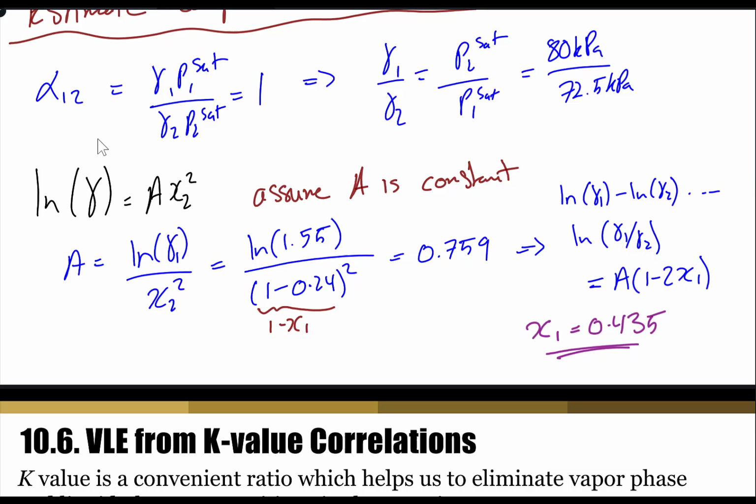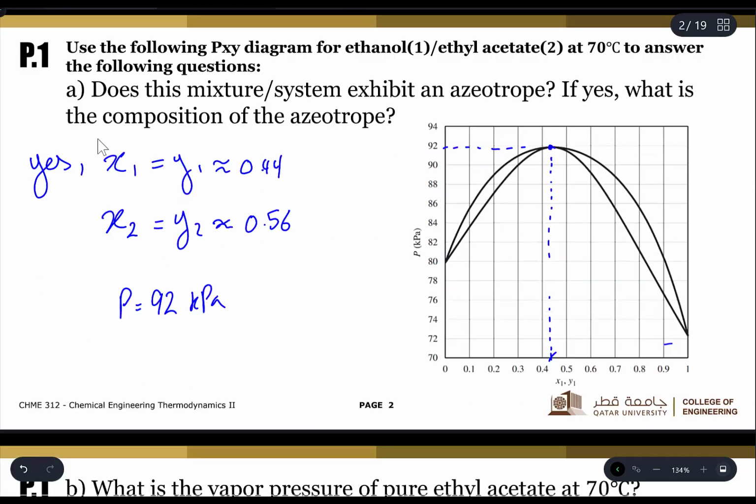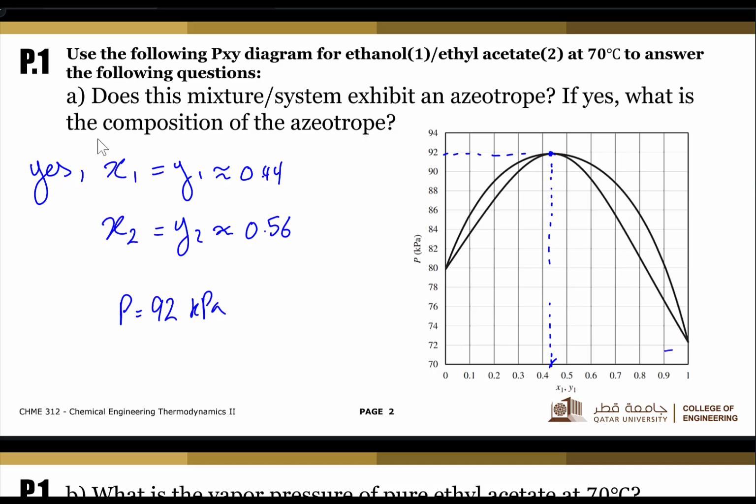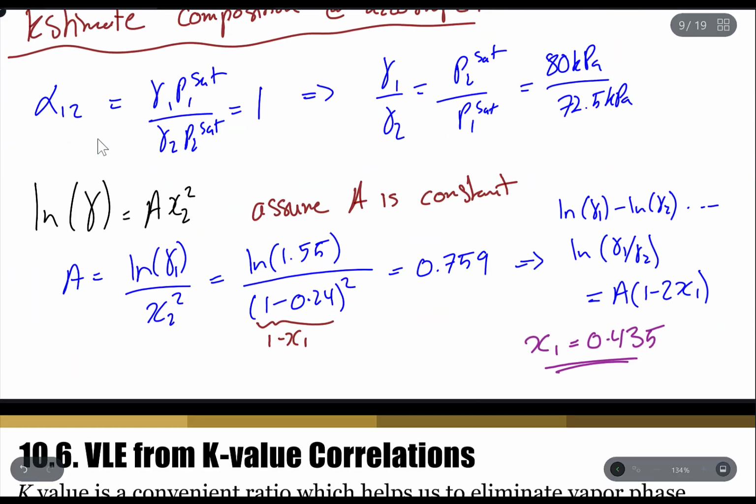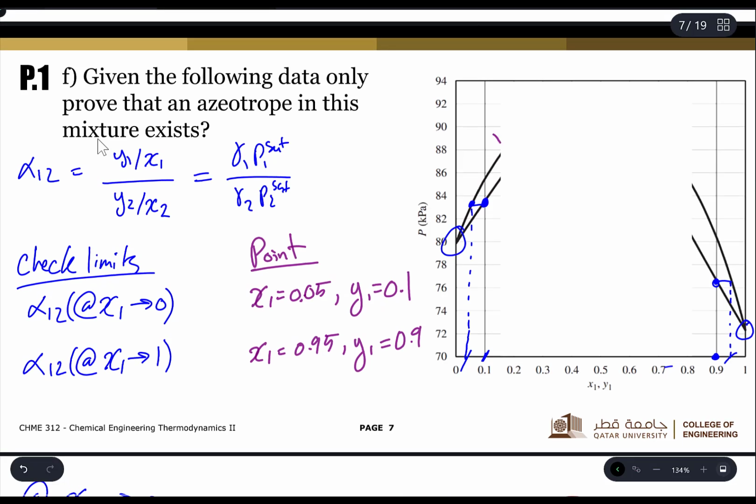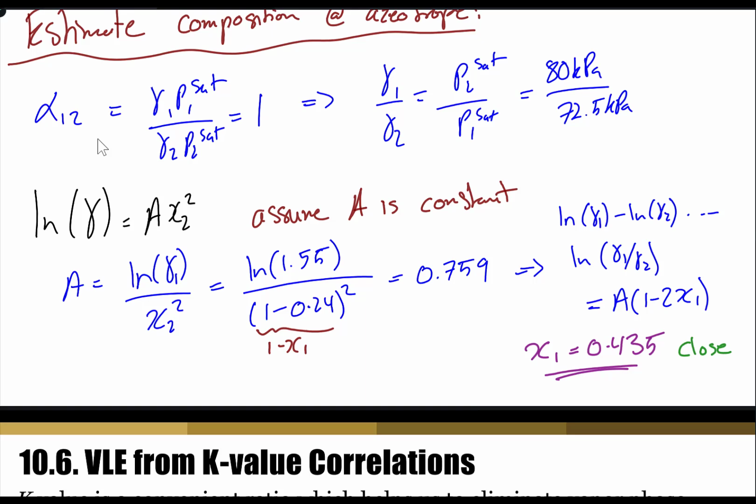Now, if you remember, in the first question, I asked you what's the composition at the isotrope. What did we find it was? x1 equals 0.44. So doing this math and this assumption, we found it was 0.435. Pretty close to what it actually is. And in this case, we were only given these data points, so we didn't have all the data that's there. Close to true value. All right, so that's it for today.